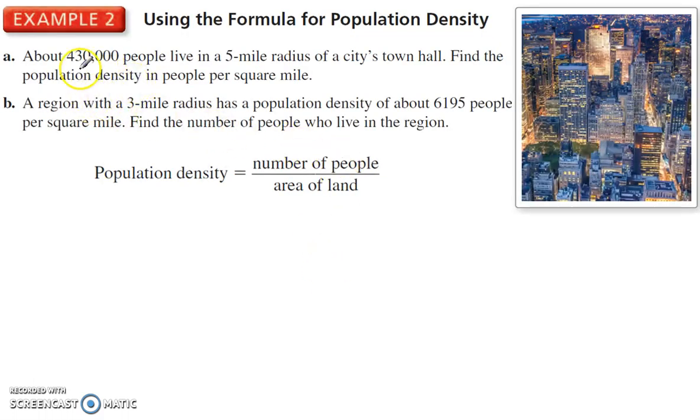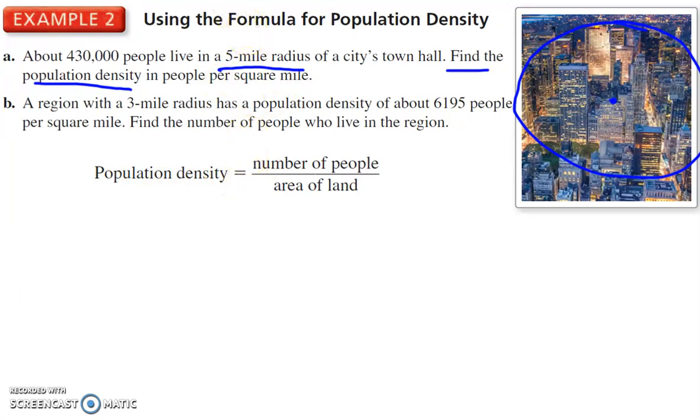So about 430,000 people live in a 5-mile radius of a city's town hall. So here's town hall. There's 5 miles back there. And then in that 5-mile radius, there are 430,000 people. Find the population density in people per square mile.